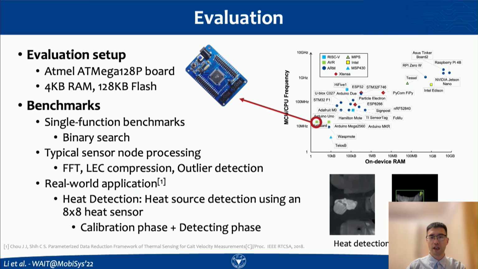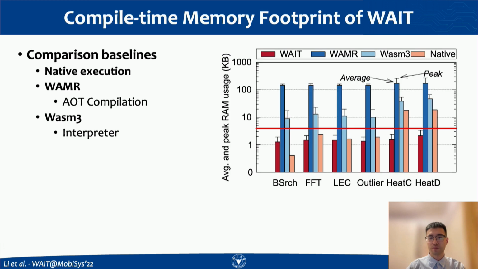So we choose the IoT board that has the most limited resources. That's the ATmega 128P board with only 4 kilobytes of RAM. We use 6 benchmarks containing simple applications, typical data processing applications, and a real-world IoT application that tracks the heat source using a set of heat sensors. It has a calibration phase and a detection phase.